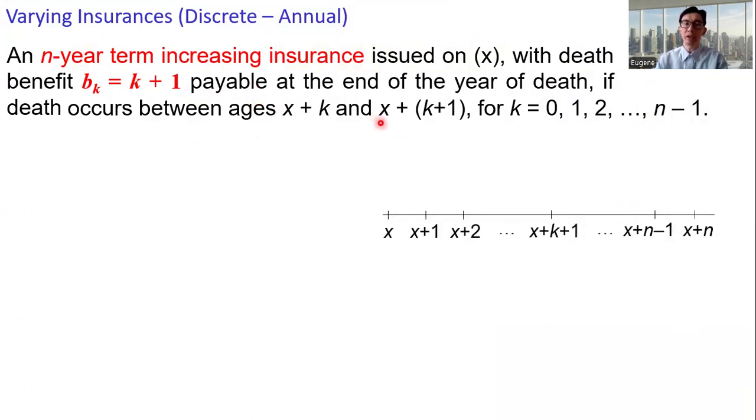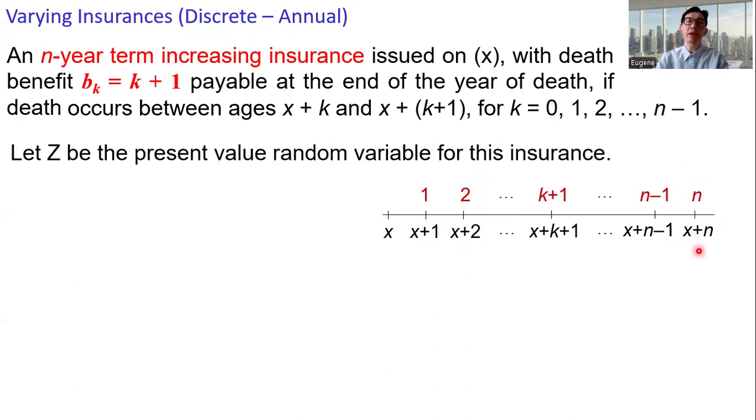That is, if the individual dies before reaching age X plus 1, the death benefit is 1, payable at this time point. And if the individual dies within 1 year before reaching age X plus 2, the death benefit is 2. By the end of the n-year period, if the individual dies within a year before reaching age X plus n, the death benefit is n dollars, payable at this time point.